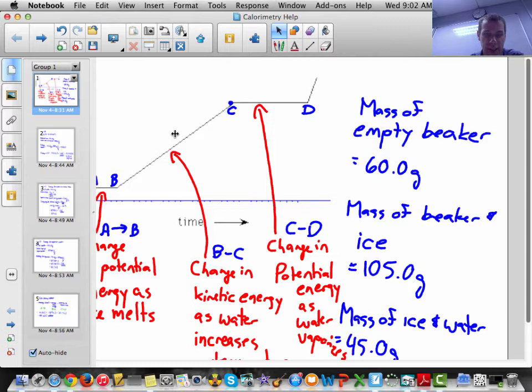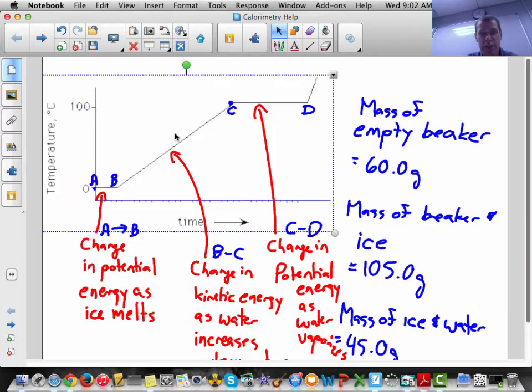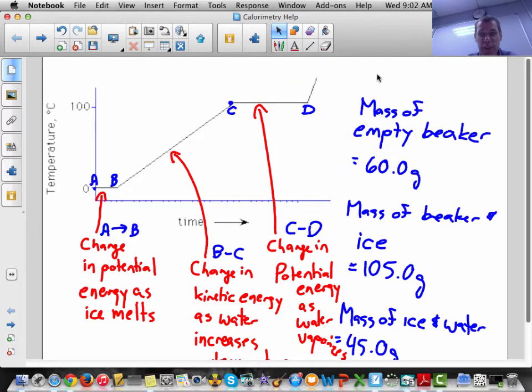Okay, welcome everybody. This is a little bit of extra help, hopefully, to get you through calculations involving calorimetry. It's the amount of energy required to change the temperature or change the phase of a substance. What we have here on the screen is a graph, hopefully somewhat similar to what you had when you completed the lab on Monday.